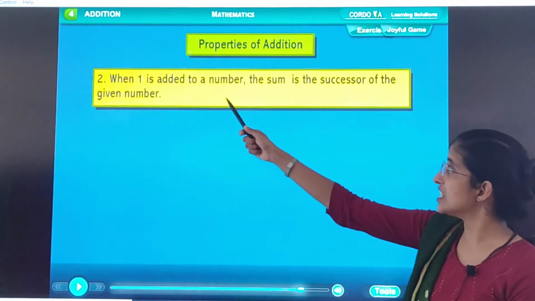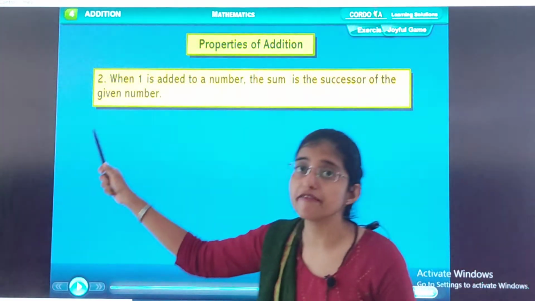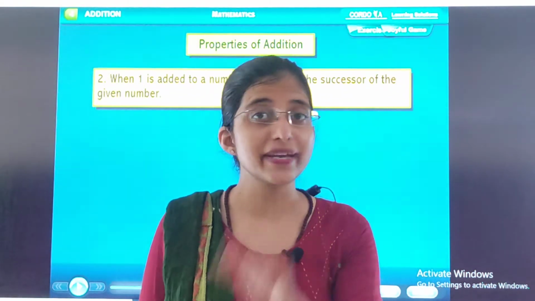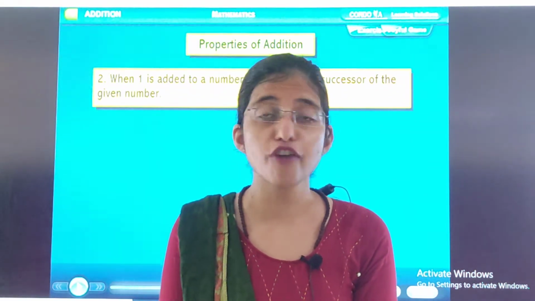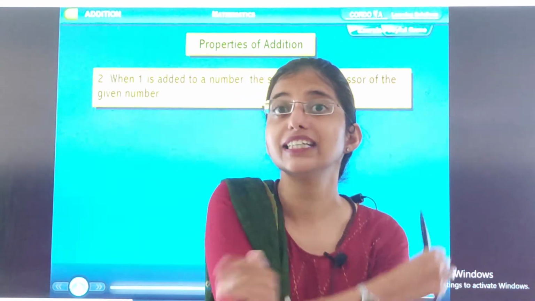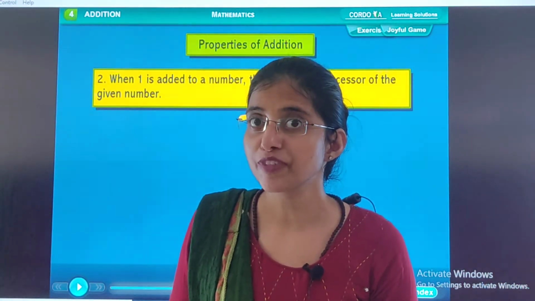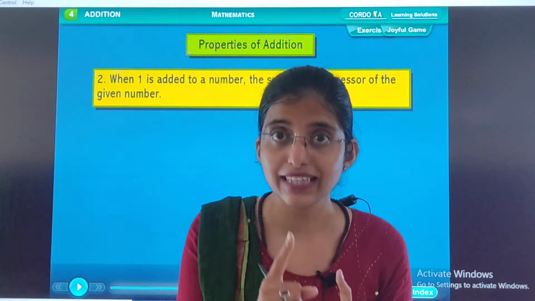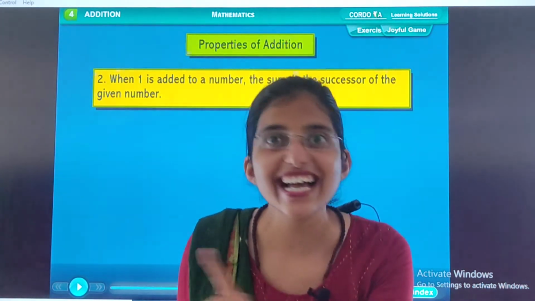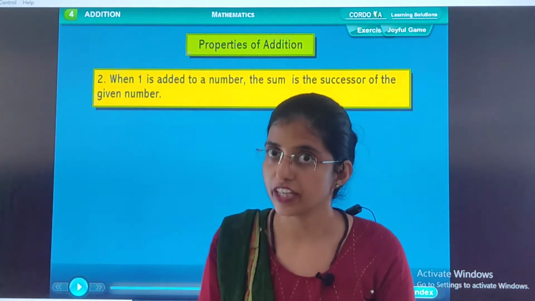When one is added to a number, the sum is the successor of the given number. हमारे इस चैप्टर का फर्स्ट टॉपिक क्या था? What was the first topic of our this chapter? It was successor and predecessor. What do we mean by successor, children? Come on, tell me. You have solved one exercise on successor and predecessor. Yes, successor is the number just after a given number.